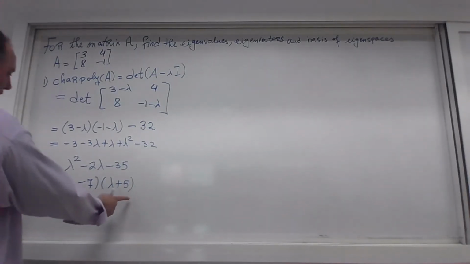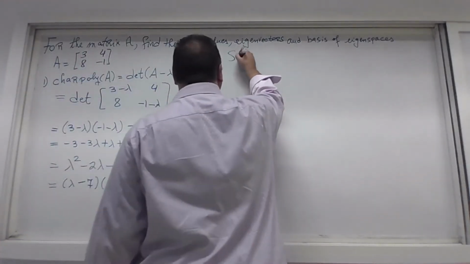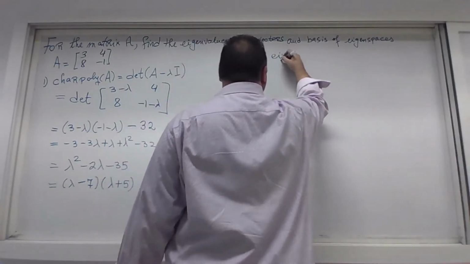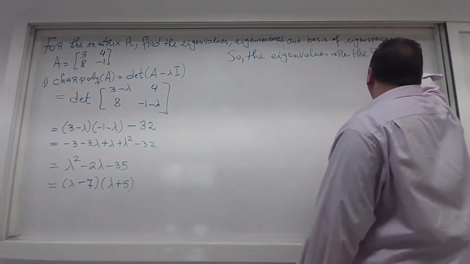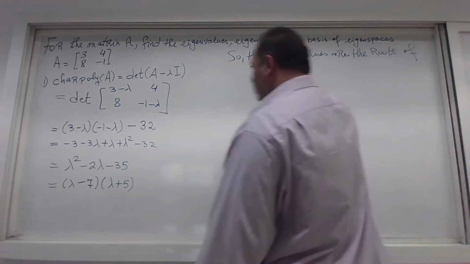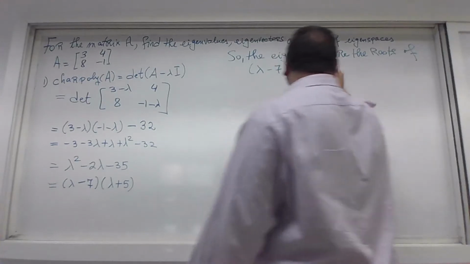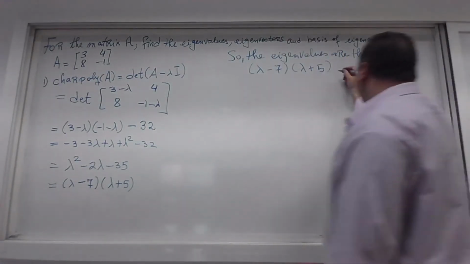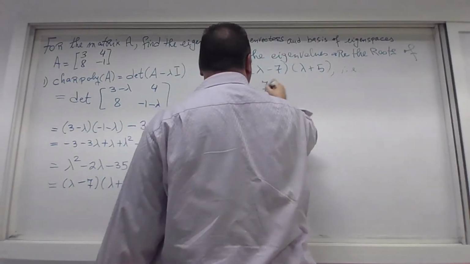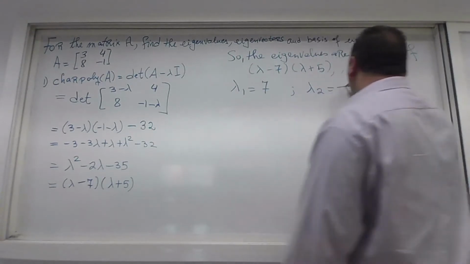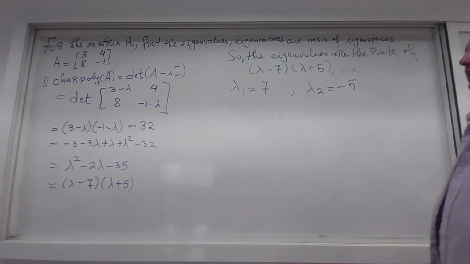So eigenvalues are the roots of this polynomial. So the eigenvalues are obviously the roots of lambda minus 7 and lambda plus 5. So what are the roots? They're 7 and negative 5. So lambda 1 is 7 and lambda 2 is negative 5. So these are the two eigenvalues of the matrix A.